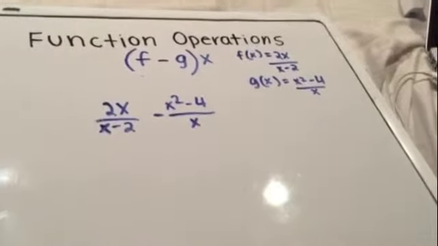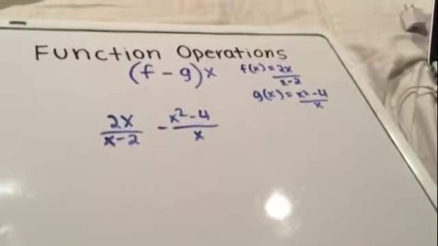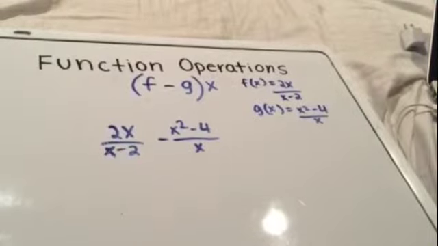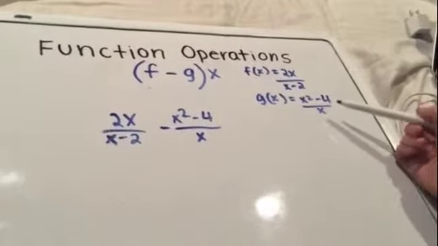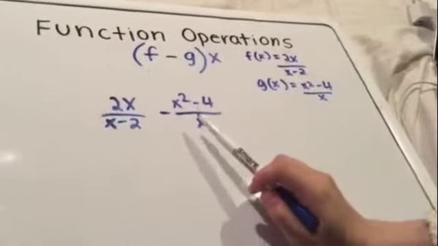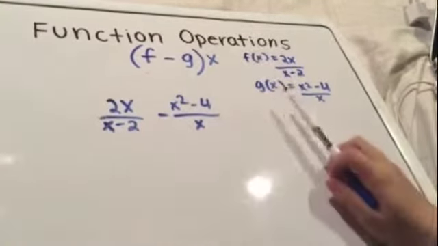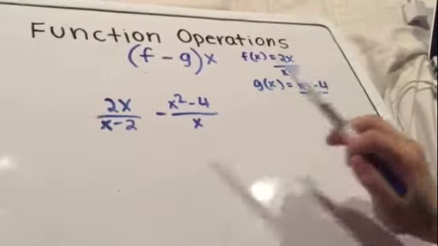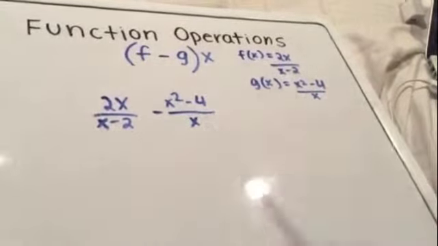Now that we did addition, we're going to try subtraction. F minus g of x. We know our f of x and our g of x are given above, so we're going to plug it in. F, 2x over x minus 2, is here. We know our g of x is x squared minus 4 over x, which is here. We're now going to subtract them.